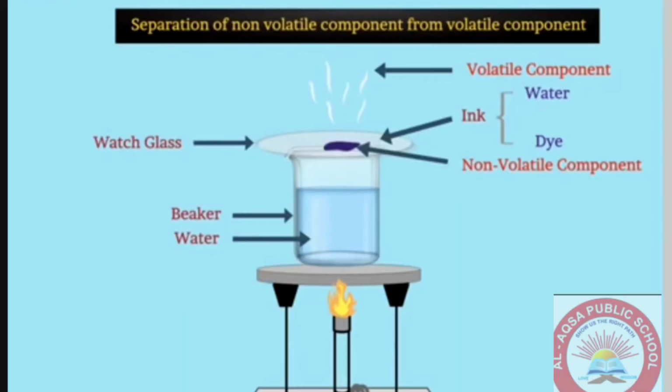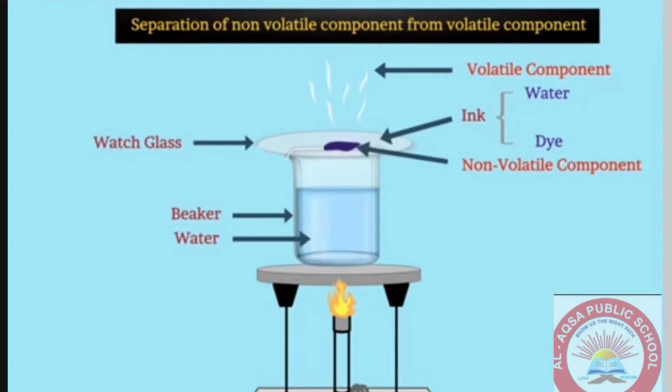There is an experiment in your textbook, page number 19, activity 2.4. For this, we have to put a few drops of ink on the watch glass, and this watch glass we have to place on the mouth of the beaker containing water. Okay, and we have to heat it.